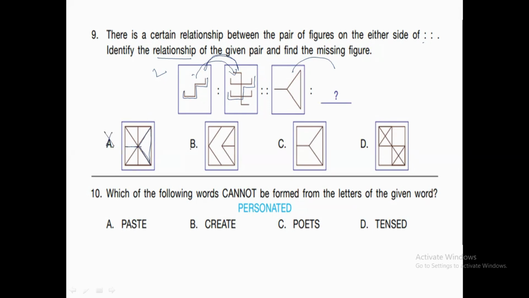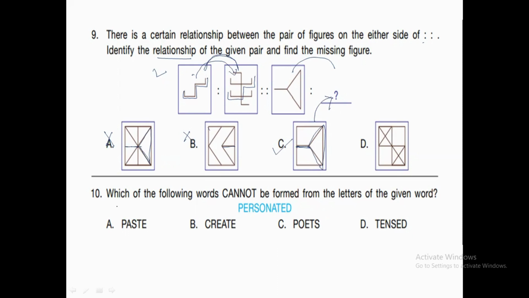Now let's move to option B. What we can see over here is that this line is there, but no inverted triangle is given. So option B cannot be the correct answer. Now let's move to option C. What we can see over here is that this line is there and the inverted triangle is also there. Yes, so this figure is already embedded over here. So option C is the correct answer which can replace this question mark.